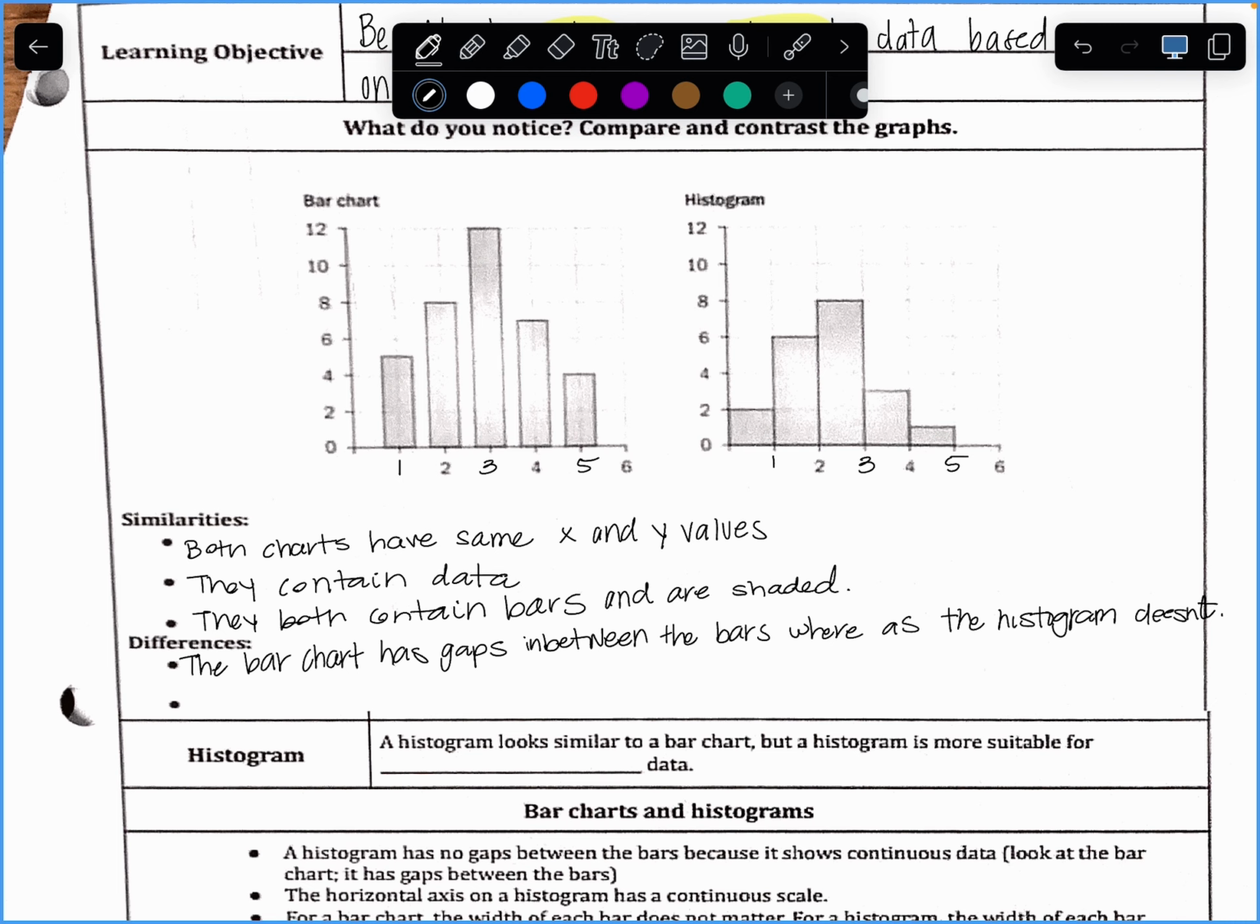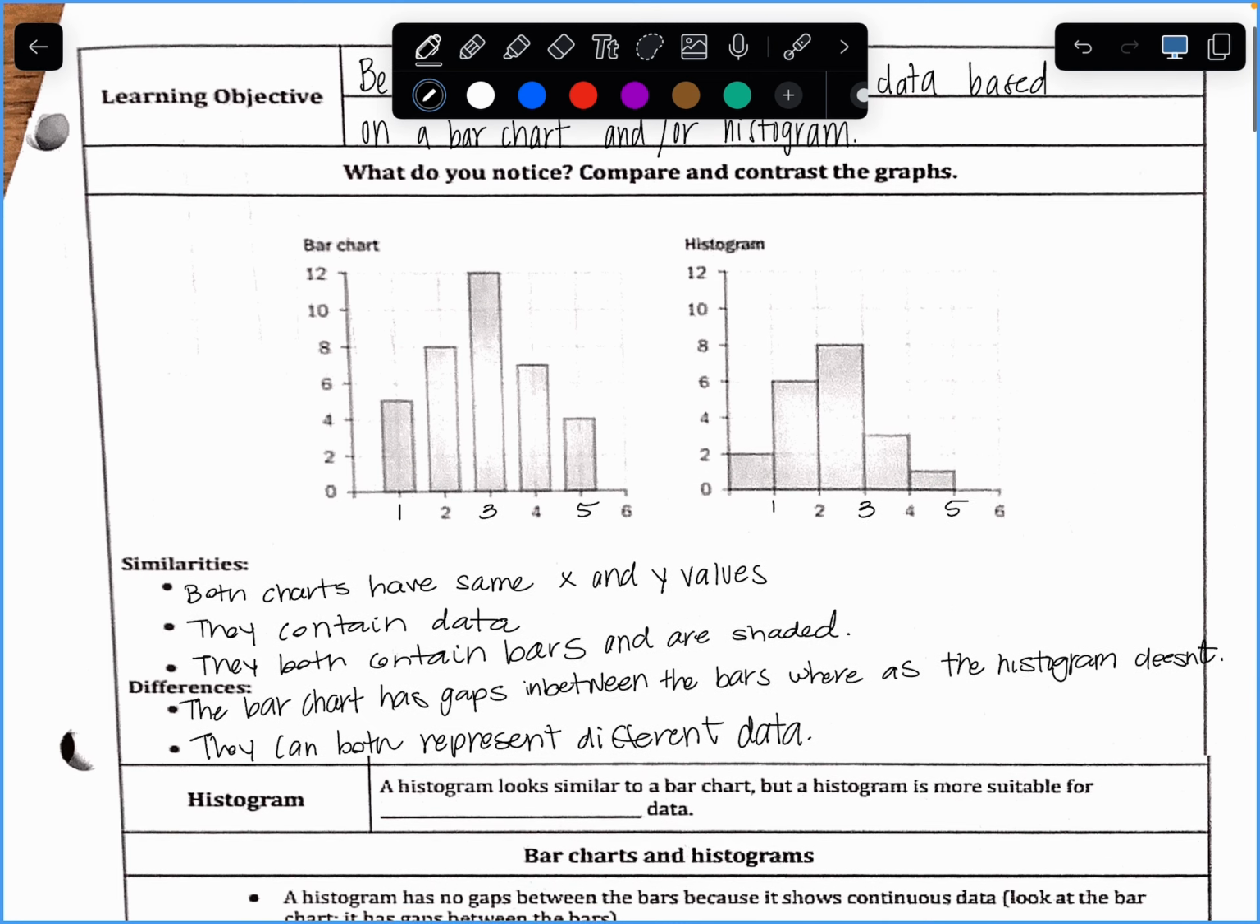Yeah. What's that? They track different types of data. Yeah. So maybe they both represent different data. So right, they both contain data, but they can both represent different data, like one shows discrete or whatever, and one shows continuous. Oh, I like that. So hey, I like how Jackson said they can both represent different data, as in one of them can be discrete and one of them can be continuous. So that's spot on with what I wanted.